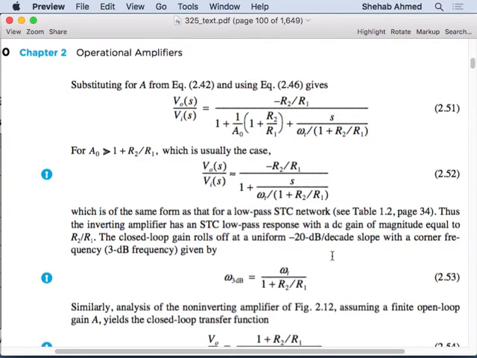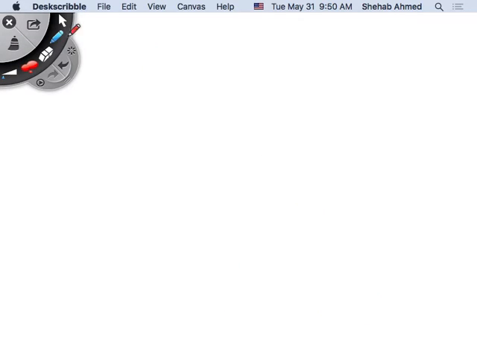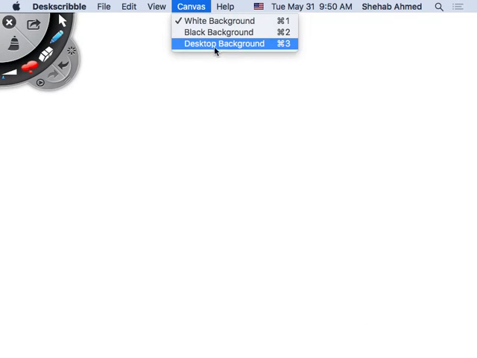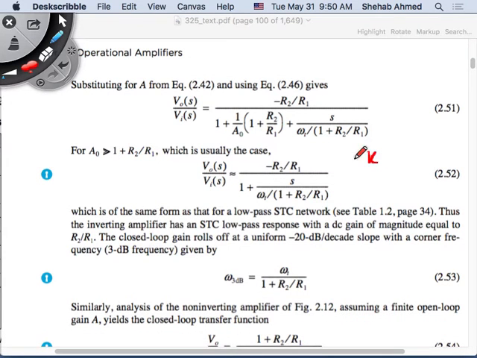So this is S over omega naught. Remember, my low pass filter looks like 1 plus S over omega naught. Exactly. So it's K minus K over 1 plus S over omega naught. So I don't think it's minus K. K is the inverting gain, so for the inverting amplifier it will be minus minus.